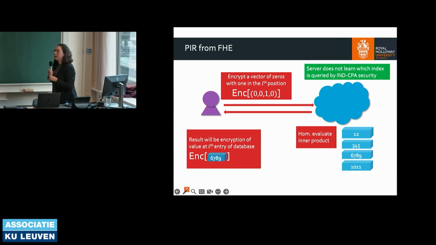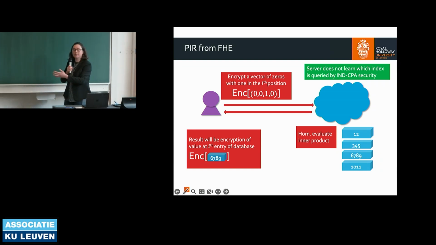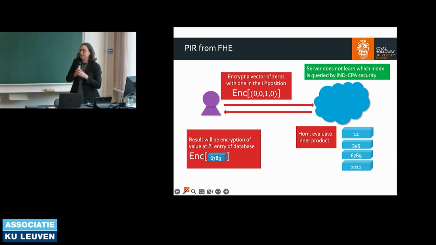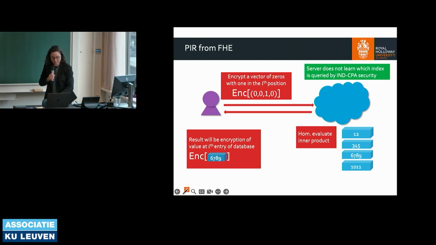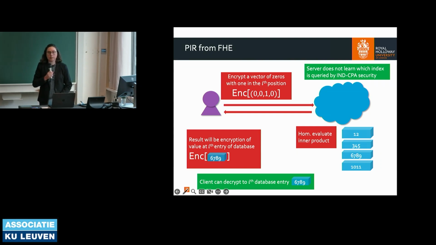So very simple, and also very convenient to evaluate homomorphically because we're just doing an inner product. Again, this is a low-depth thing that's fairly easy to compute. Then the client decrypts to get this value 6789, which was the one that they wanted. Very clear. Any questions?